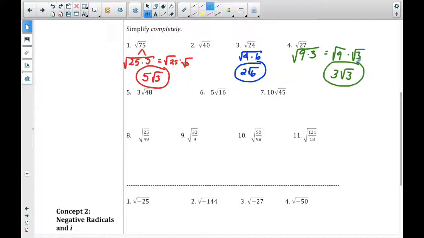Now the reason I'm saying this is a little bit different is some people get confused at this point because they're both the same number, but you can't do anything with those. You can't multiply them, you can't simplify them, you can't do anything. That's just the final answer.